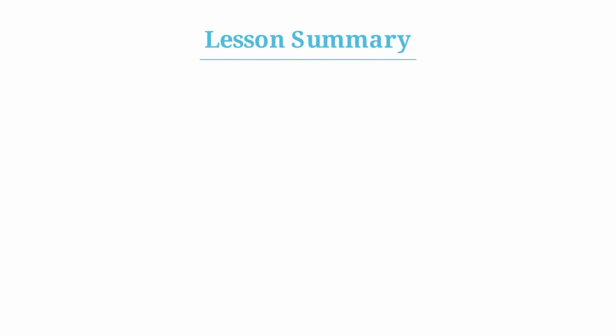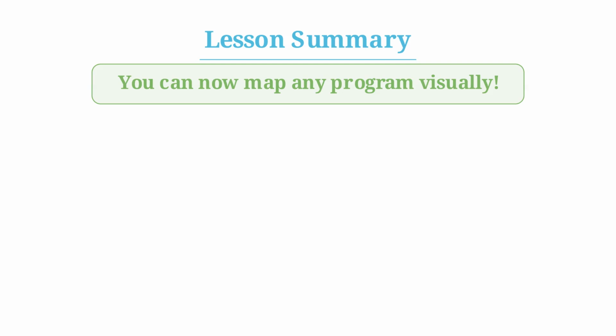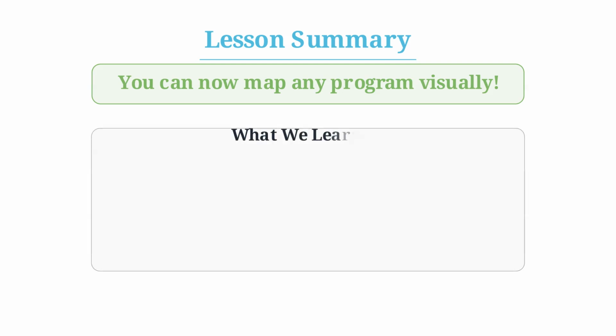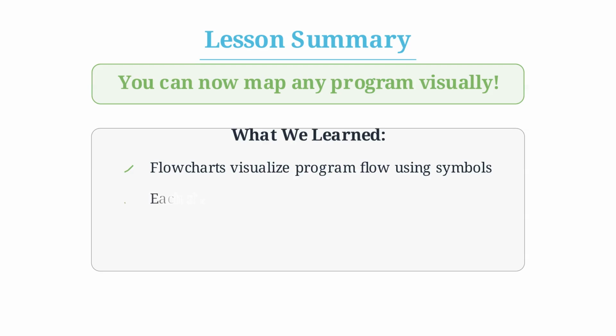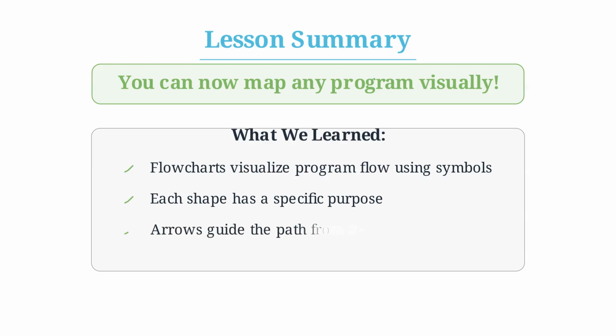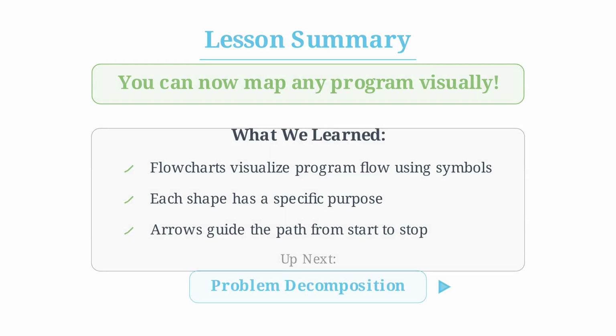What fantastic progress! We learned that flowcharts visualize program flow using special symbols, that each shape has a specific purpose in our diagram, and that arrows guide the path from start to stop. Next, we'll master problem decomposition, breaking big challenges into bite-sized pieces. You can now map any program visually like a professional.